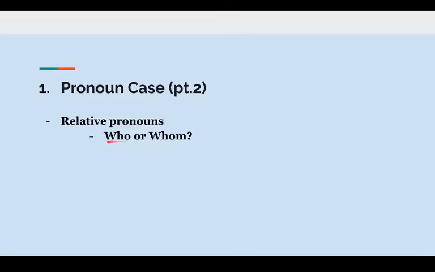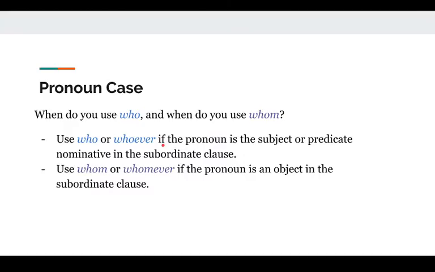So the first thing I'm going to be covering with pronoun case are the relative pronouns who and whom. So when do you use who and when do you use whom? And just to make it a little bit clear, every time I used who and whoever, I made it blue, and whom and whomever in purple. So use who or whoever if the pronoun is the subject or predicate nominative in the subordinate clause. And you use whom and whomever if the pronoun is an object in the subordinate clause.